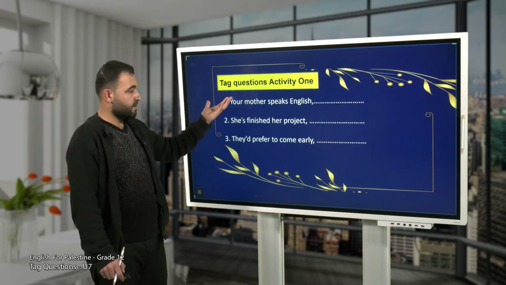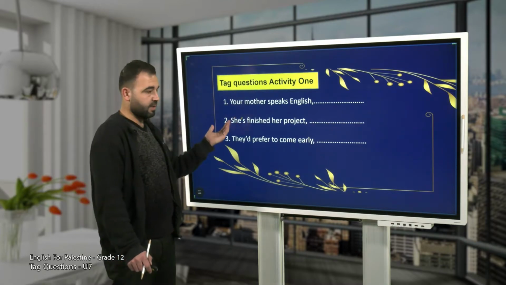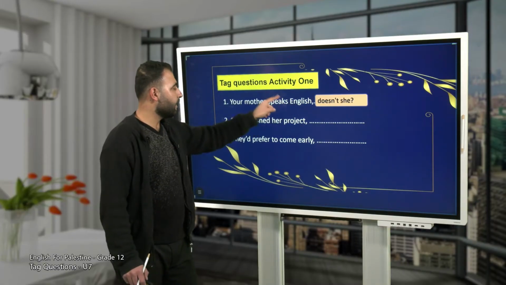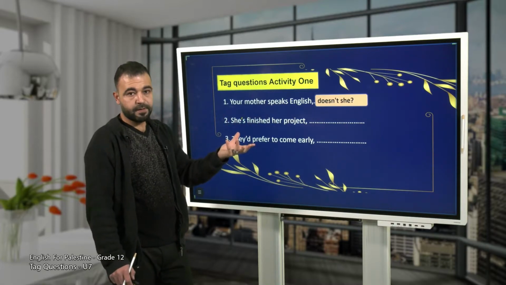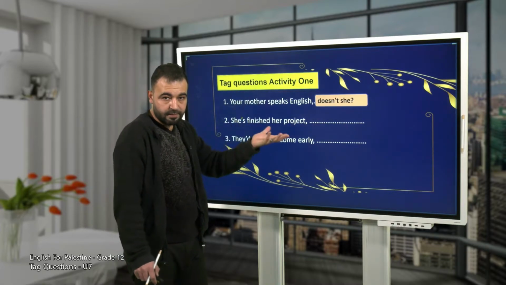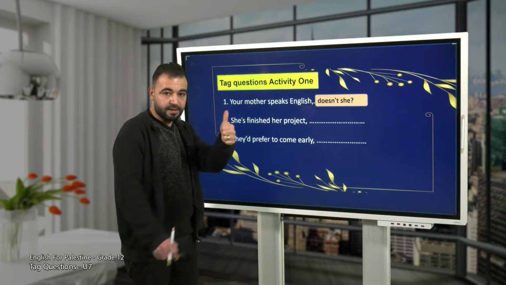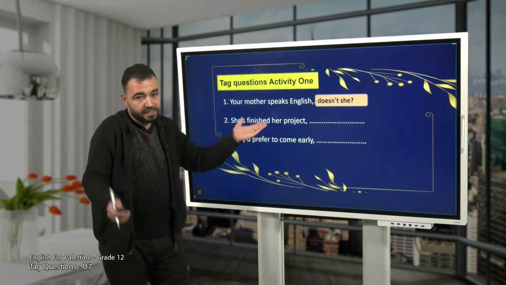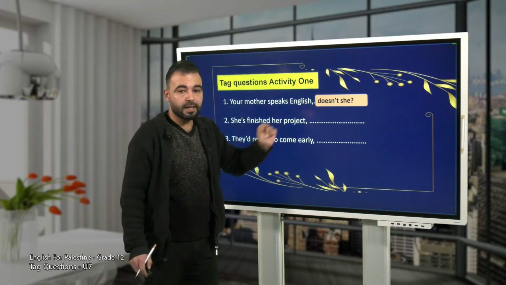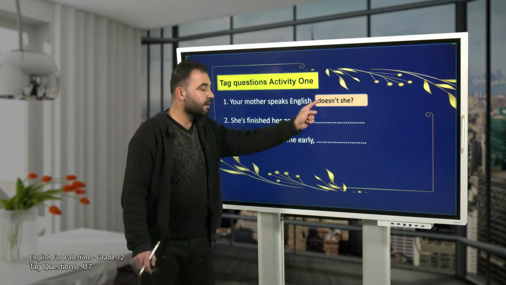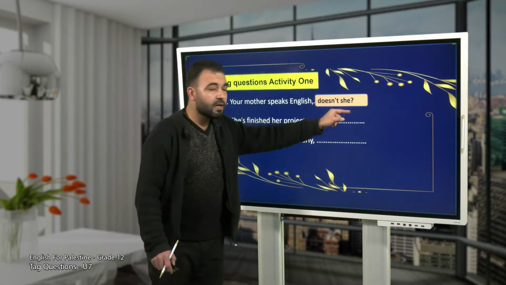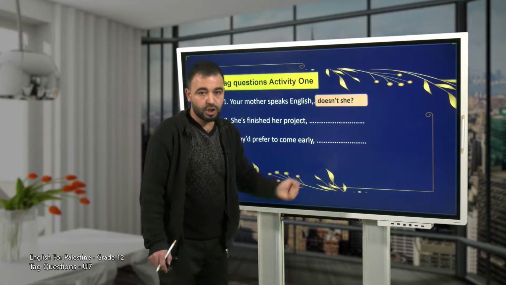Have you guessed the answer? Yeah, doesn't she? Because here the verb speaks is a main verb. It's in the present simple. When you find a present simple verb with s, you should put doesn't. And the sentence is positive, so the tag question must be in the negative form. Your mother, the proper subject pronoun is she.